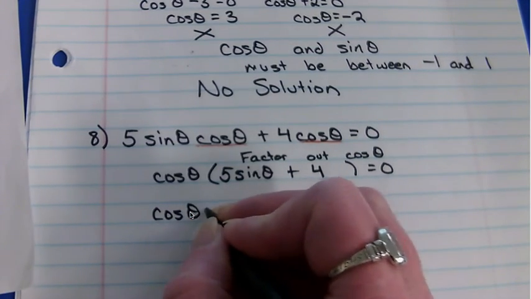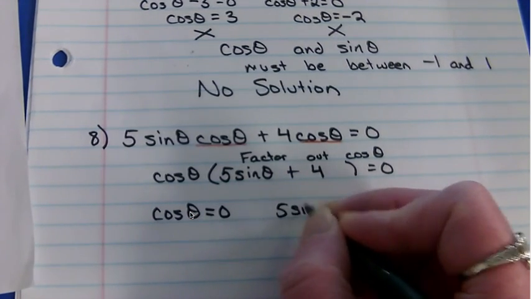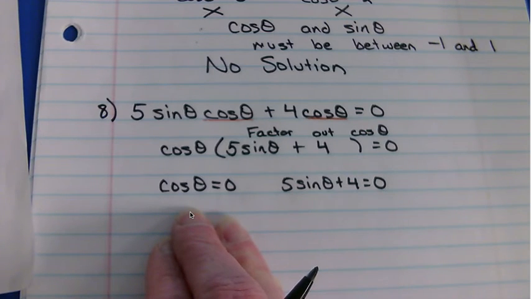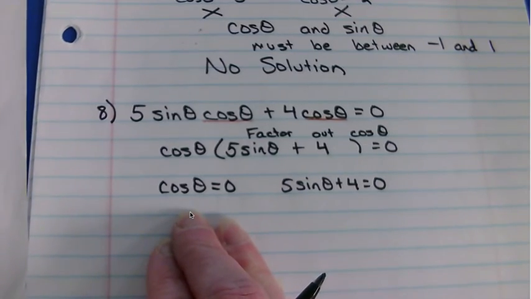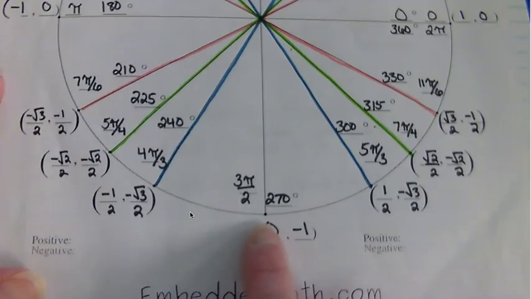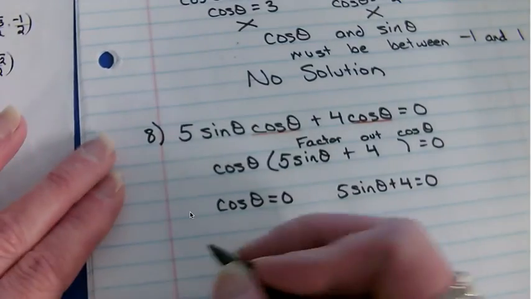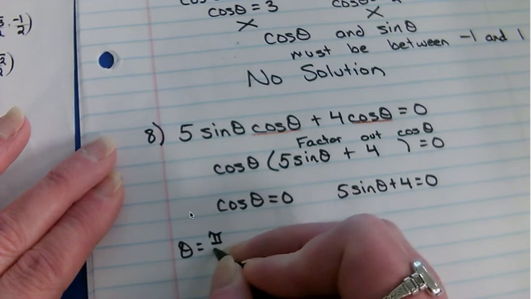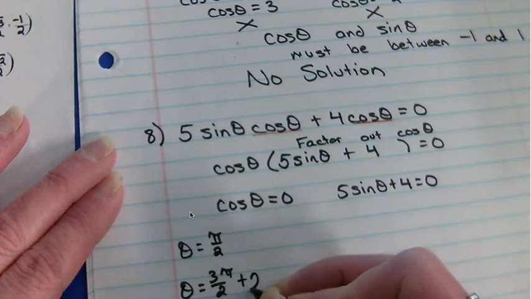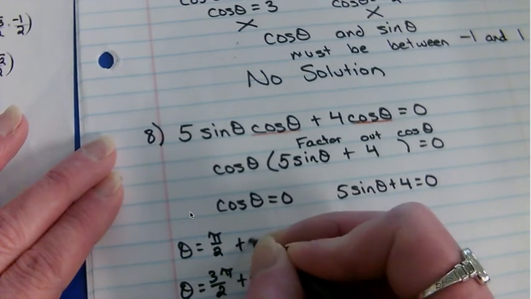Now that it's factored, we set each factor equal to 0. Cosine theta equals 0. Cosine are my x values. So I'm going to look on my unit circle and find when cosine is 0. So cosine is 0, x value of 0, there and there. So this one is pi over 2 and 3 pi over 2. 2 answers, so we're going to add 2 pi k and 2 pi k.